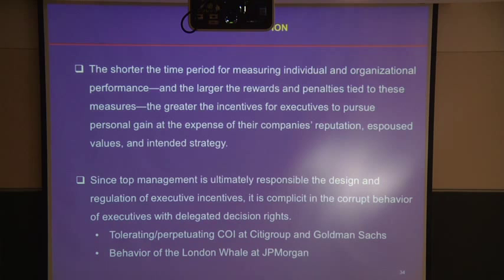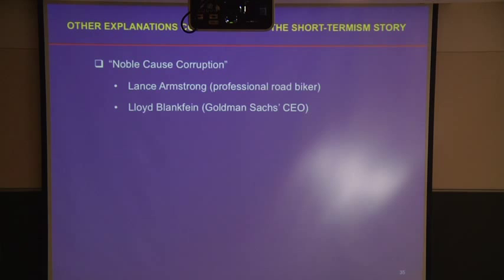Now, there may be other explanations compatible with the short-termism story. There's a noble corruption story, which basically is that good people do bad things because somehow it's noble. I suggest for those of you who are writers, there's an interesting book out called The Armstrong Lie. You know how Neil Armstrong justifies his behavior. It's quite interesting. There's Lloyd Blankfein at Goldman Sachs, who is actually a very, very smart guy.